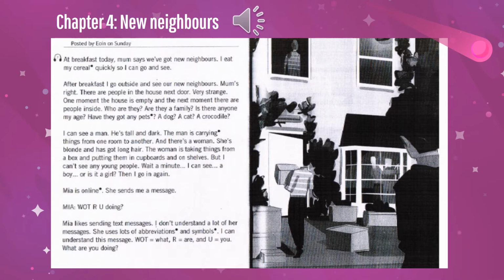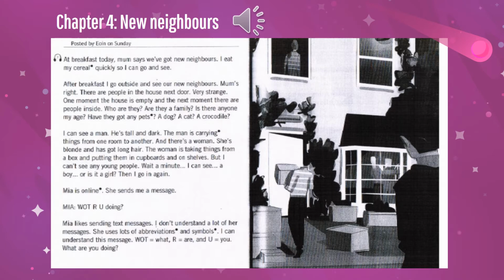I can see a man. He's tall and dark. The man is carrying or taking things from one room to another. And there's a woman. She's blonde and has got long hair. The woman is taking things from a box and putting them in cupboards and on shelves. But I can't see any young people. Wait a minute! I can see a boy. Or is it a girl?